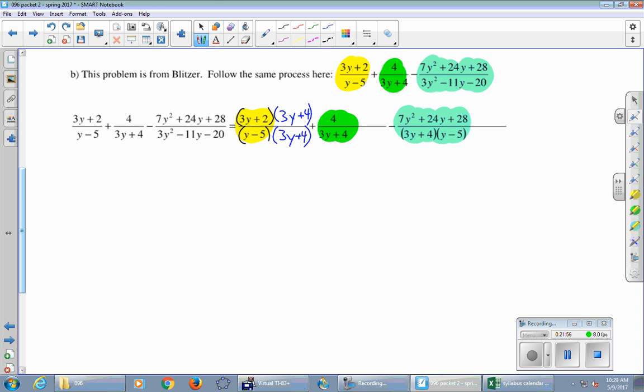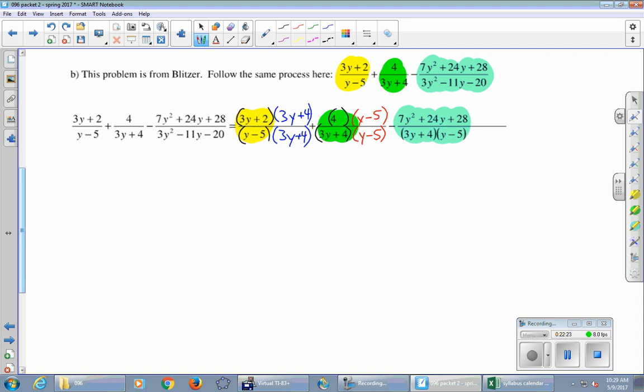What do I need to put into the second denominator to make it equal the first denominator? There's a y minus 5. And so I'm going to put that in another color right here, y minus 5. And if you multiply the bottom by y minus 5, you immediately have to multiply the top by the same thing. Again, bring in new parentheses here.